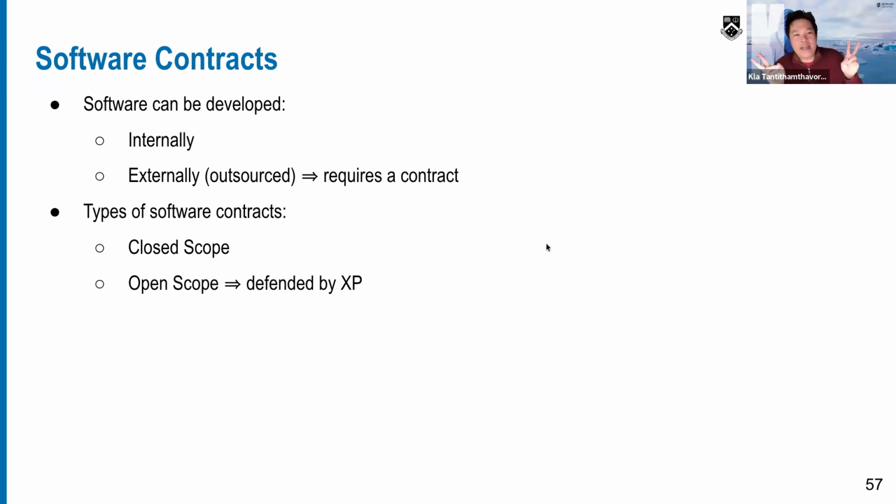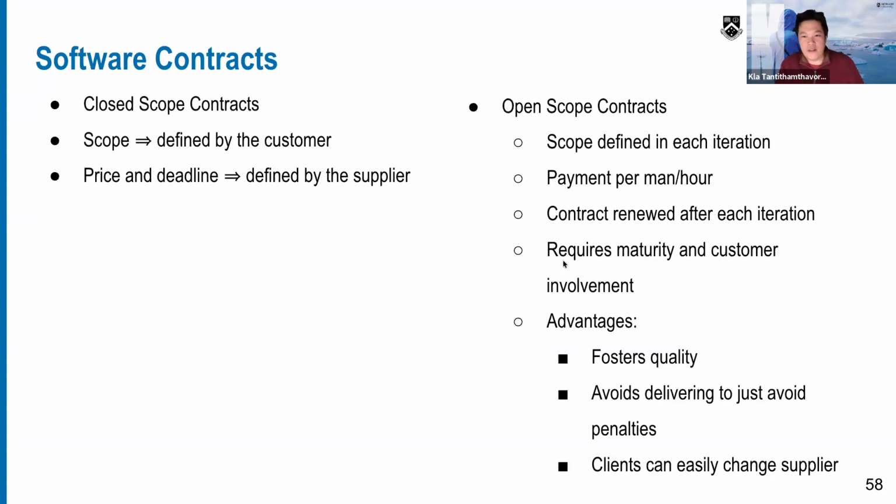There are two types of software contracts. One is the closed scope, and the other is the open scope, open end. With open scope, we don't define what the scope is, but the payment goes by man hours, the resources over time. Otherwise, the closed scope is where these are the things that need to be delivered, and we need to complete them within a certain amount of time. The closed scope is normally defined by the customer. They already set the price, and the deadline is defined by the supplier.